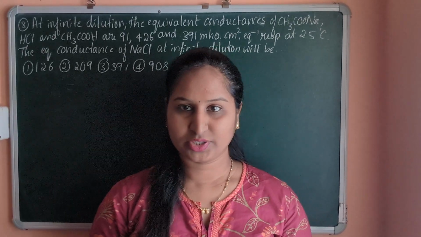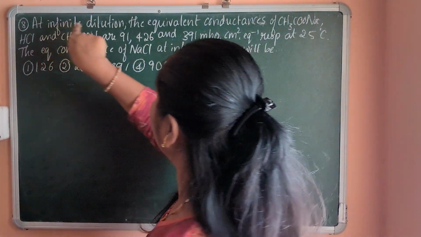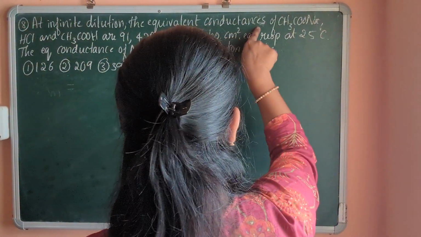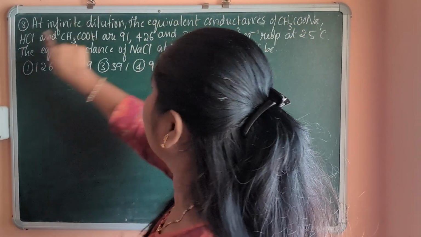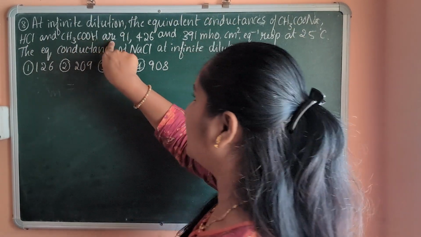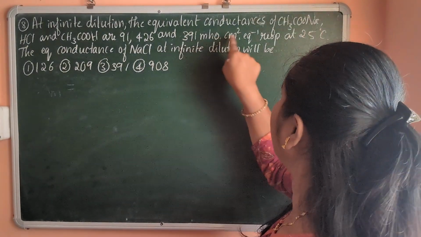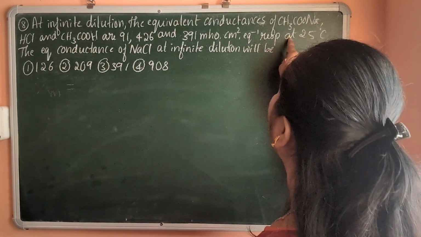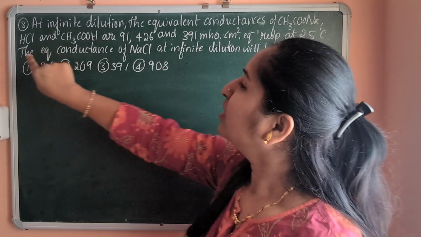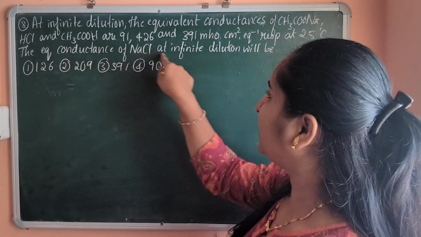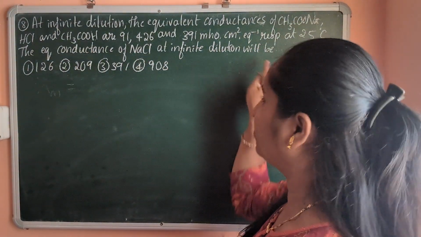Let me read the next question here. At infinite dilution, the equivalent conductances of sodium acetate, HCl and acetic acid are 91, 426 and 391 mho centimeter square per equivalent respectively. At 25 degrees Celsius, the equivalent conductance of NaCl at infinite dilution will be.